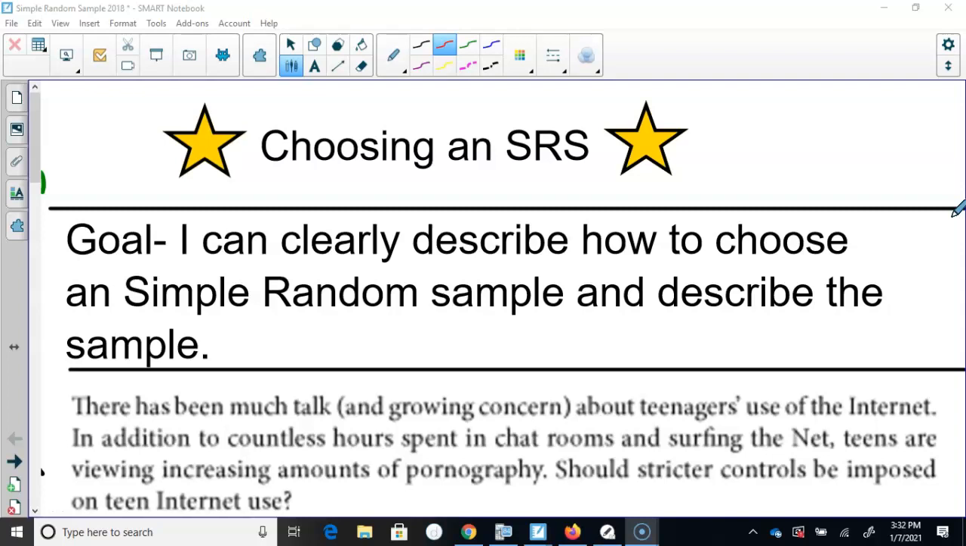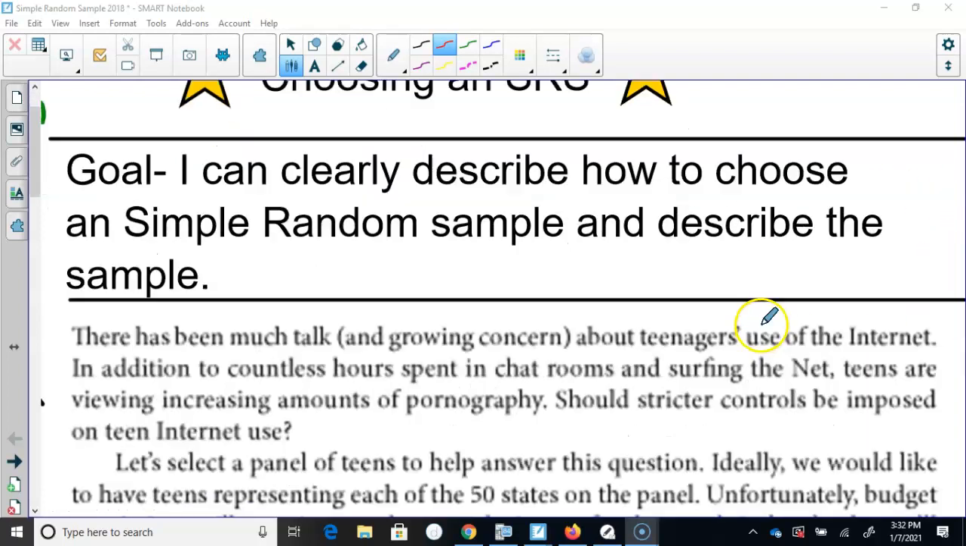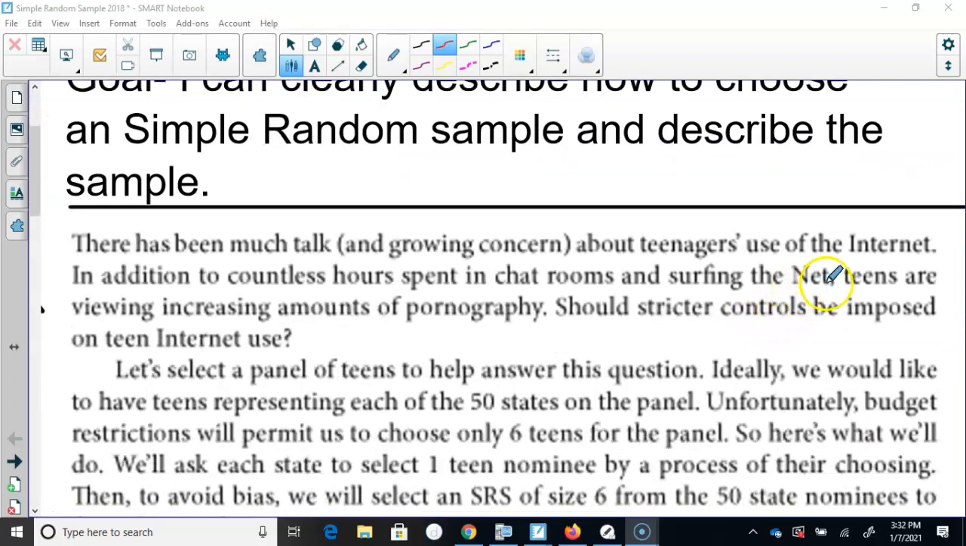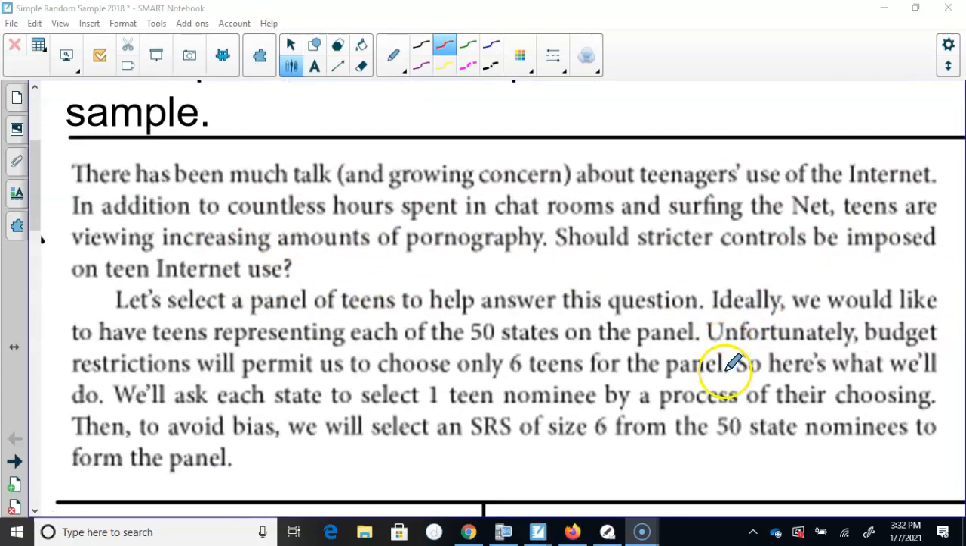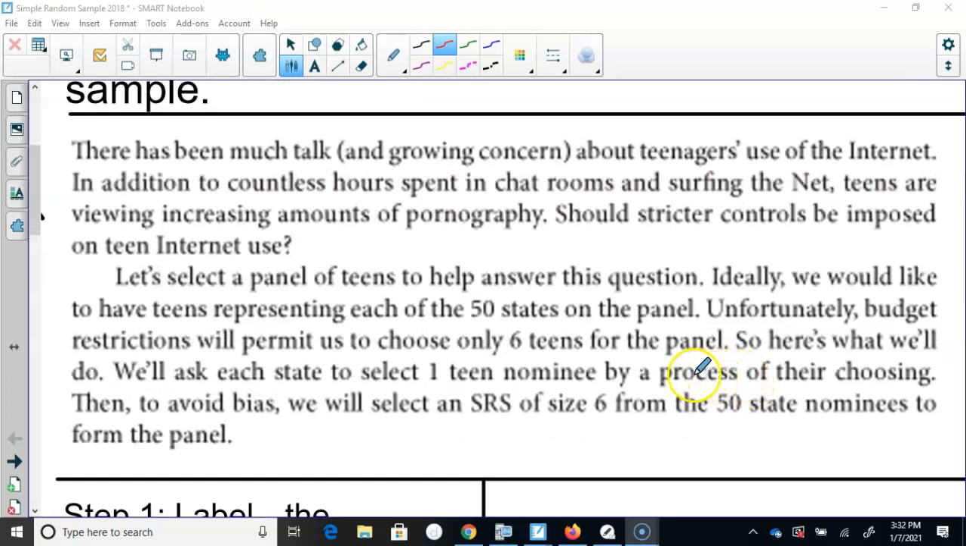Our goal right now in this video is that I can clearly describe how to choose a simple random sample and describe the sample. There's been not much talk and growing concern about teenagers' use of the internet. In addition to the countless hours spent in chat rooms and surfing the net, teens are viewing increasing amounts of pornography. Should stricter controls be imposed on teen internet use? Let's select a panel of teens to help us answer this question.